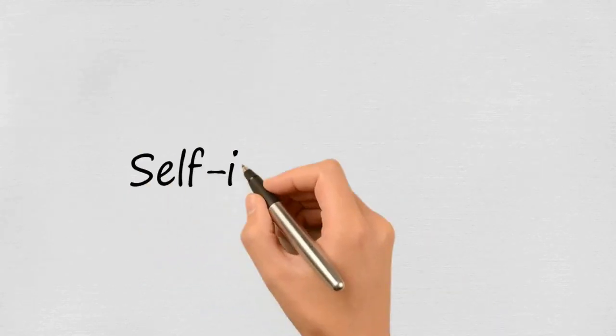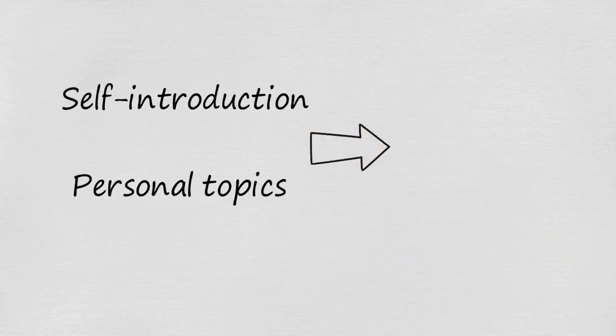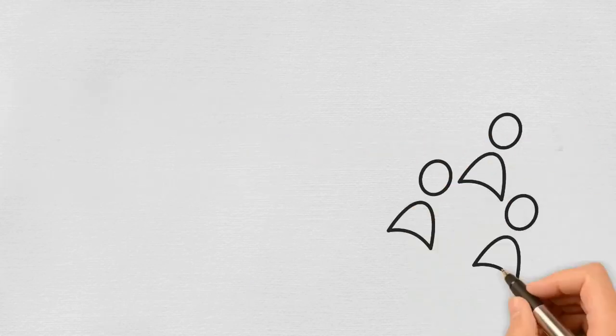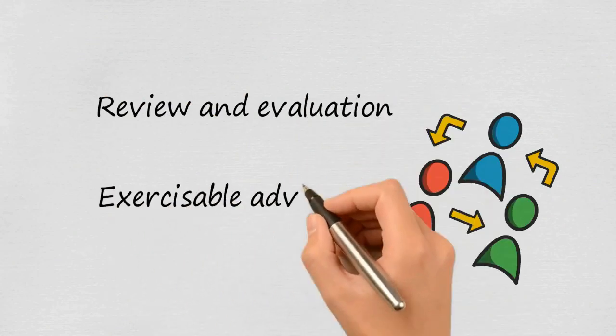During the first group meeting, all members delivered self-introductions and talked about personal topics such as school life, hometown, and hobbies. It brought the members closer together and initially built up a rapport. Members will give each other a review and evaluation of others' tasks and provide actionable advice.